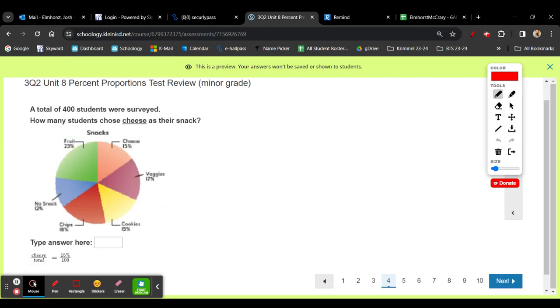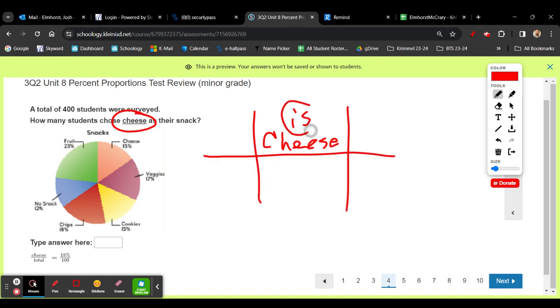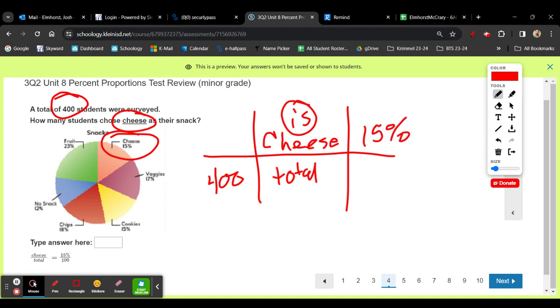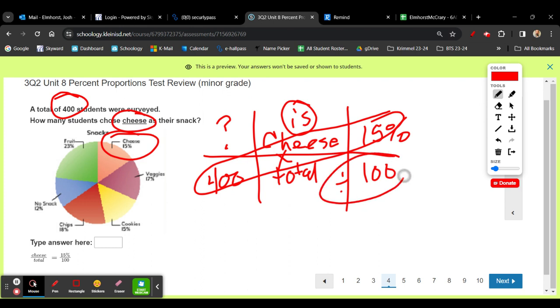All right, number 4, how many students chose cheese? Start building your proportion based on the question. The question is asking about the cheese, and that is out of the total number of students. The total number of 400 students was surveyed. Now we go in here, and it looks like they gave us the percent. There's 15% that are cheese students. And how many was that out of 400? You can cross multiply and divide by 100 to solve.